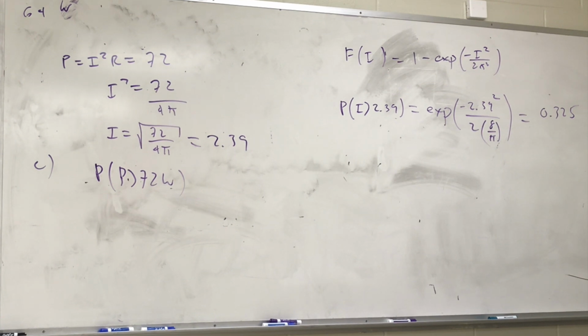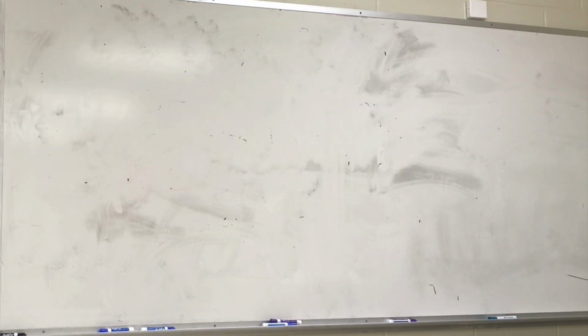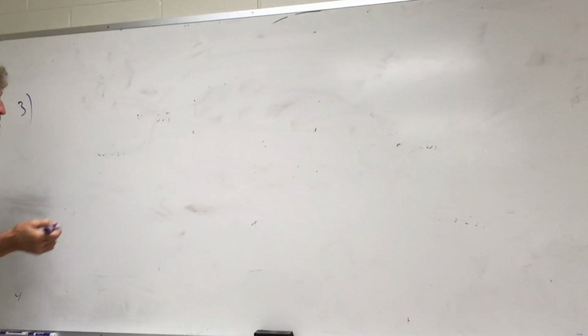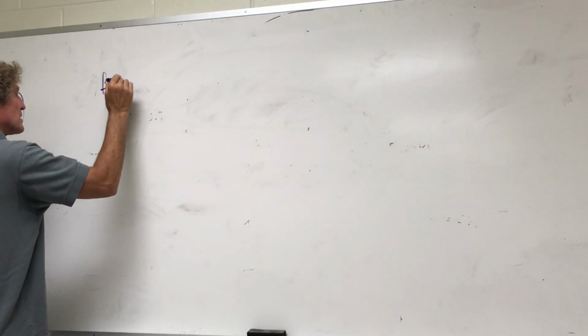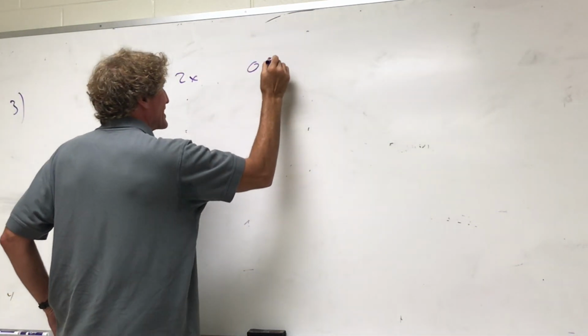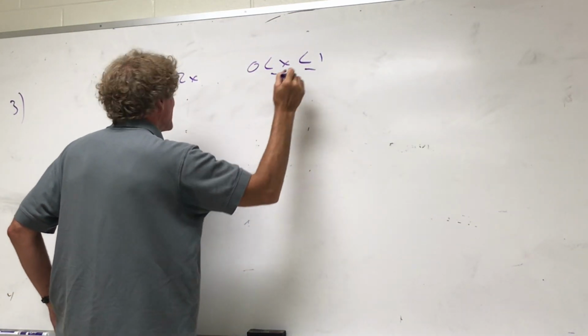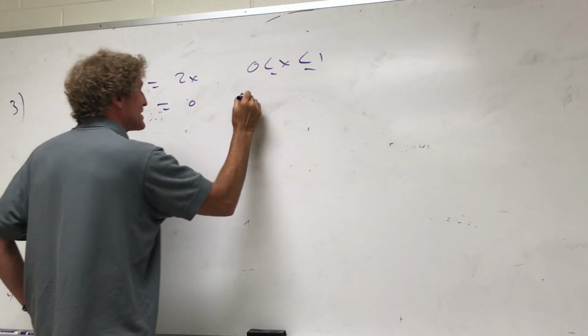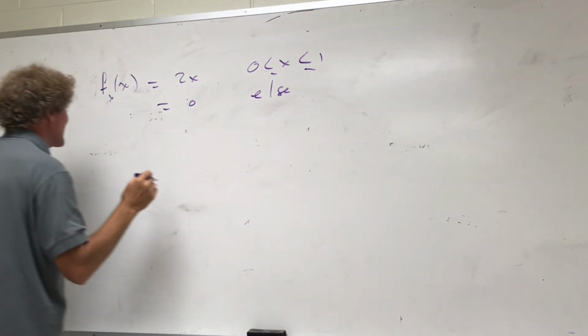And it might be something where you got, you know, a dart thrown at a board, or something where you got an actual circular target. So this is problem 3. F of x equals 2x between 0 and 1, and 0 else. Right? This is the classic problem.